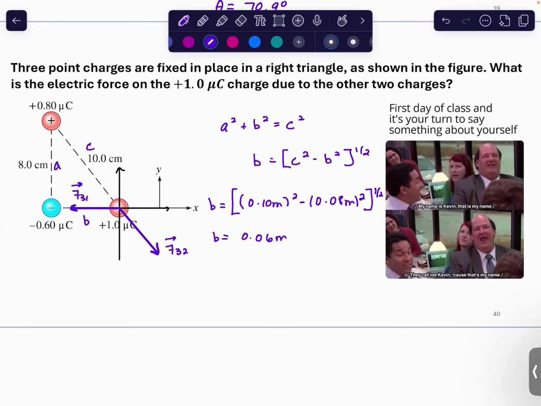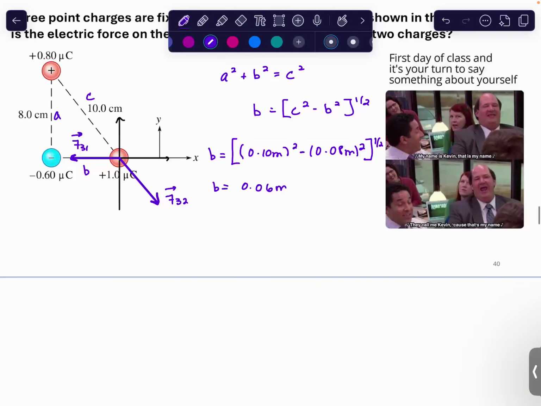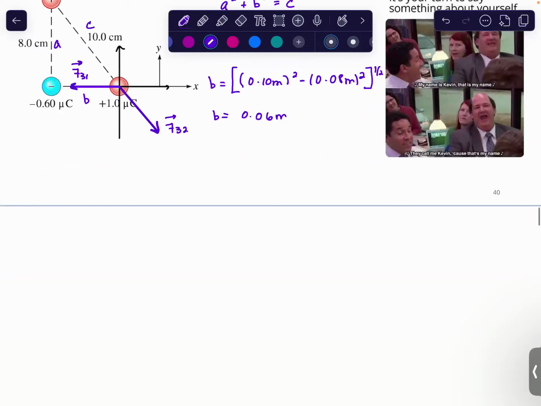Okay, so now we need to know F31 and F32. For you guys, it's F32. For me, it's F31. I'm going to do that one first because it's the easiest one to turn into a vector. Why? It's only on the negative, and it's going to be a negative i hat. You see that? Yes, okay. I'm just starting with.